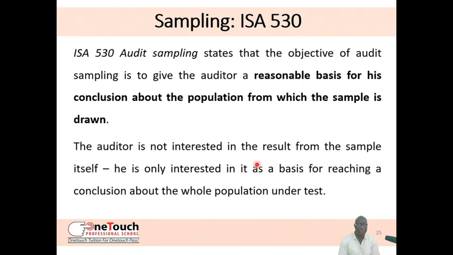Now, we come back to sampling once more. They are telling you about ISA 530, audit sampling tests. You want to test the sample size now. State that the objective of audit sampling is to give the auditor a reasonable basis for his conclusion about the population from which the sample is drawn. The auditor is not interested in the result from the sample itself. He is only interested in it as a basis for reaching a conclusion about the whole population. What they are saying is that when you select the sample size and you test it, you are not interested in the sample that you have tested, but that sample is guiding you to conclude on the whole population. That's where you are interested.